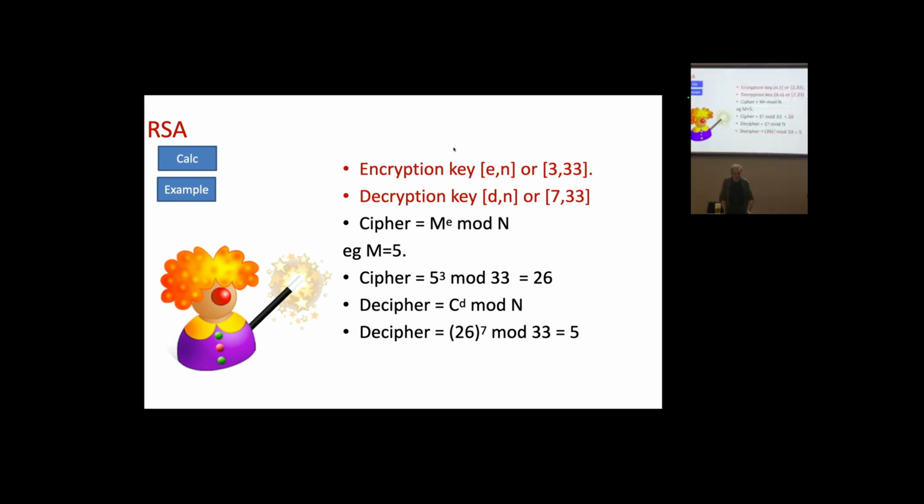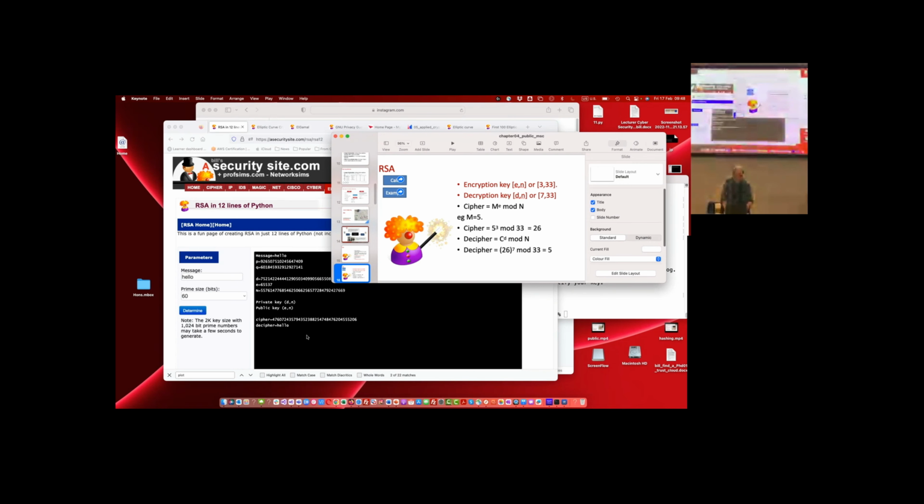So let's see if this works. Okay, we'll try it out. We'll take a value of 5. There we go. And we'll encrypt by 5 to the power of 3 mod 33. That gives 26. We then take 26, raise it to the power of 7, and we've got our value back again. Okay, so that's RSA. Isn't that beautiful? And it's in the way that it actually works.